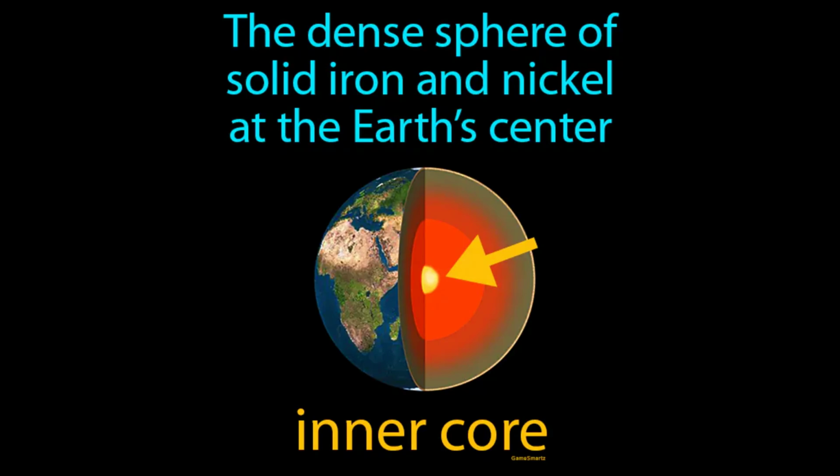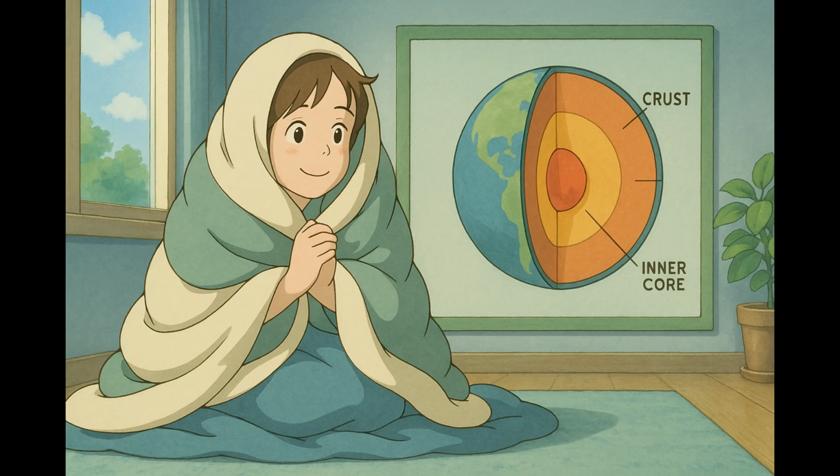The dense sphere of solid iron and nickel at the Earth's center. Inner core. The inner core is the Earth's hottest part, made of solid metal, which helps generate Earth's magnetic field. Imagine trying to find a warm spot on a cold winter's day by wrapping yourself in layers of blankets.